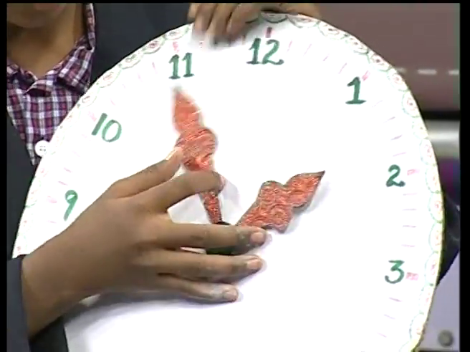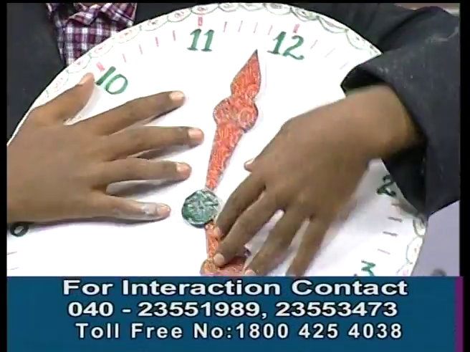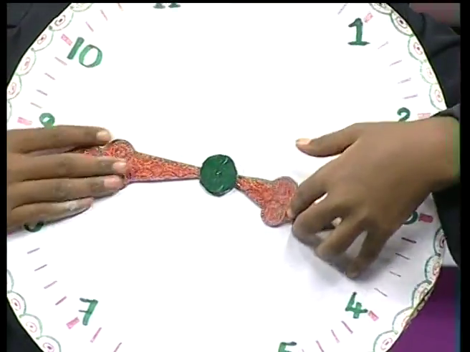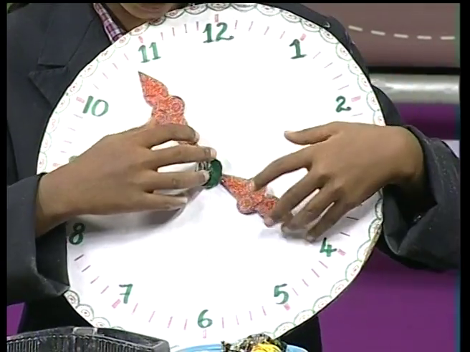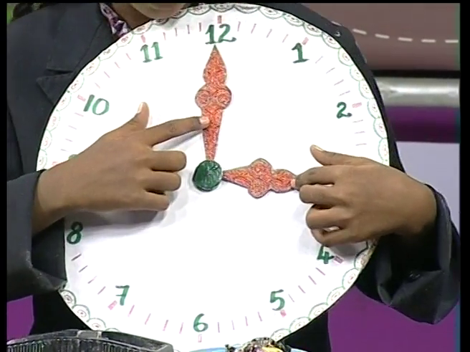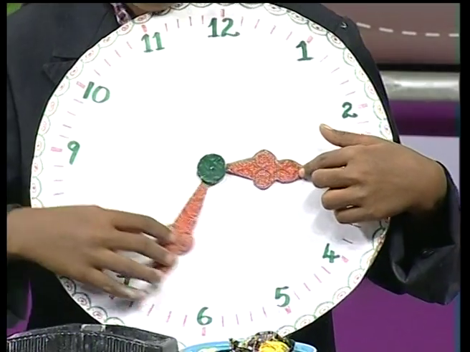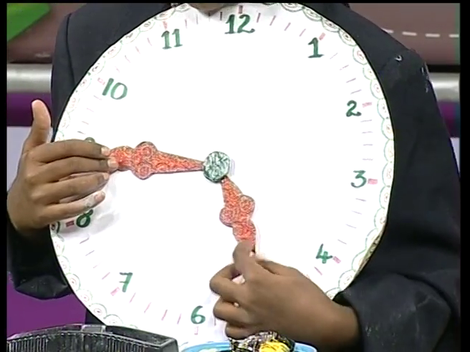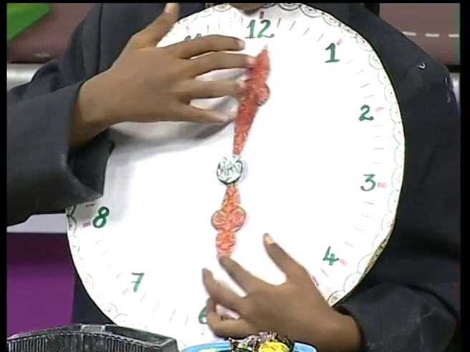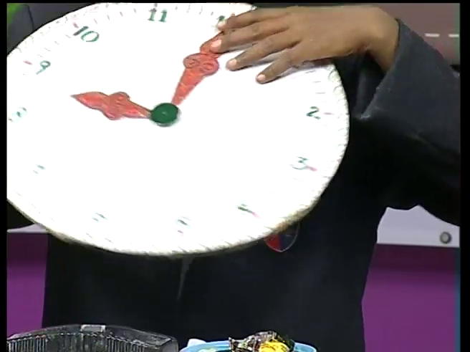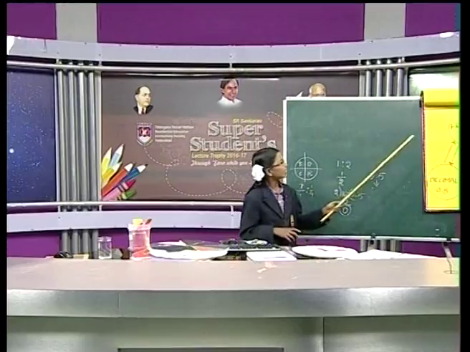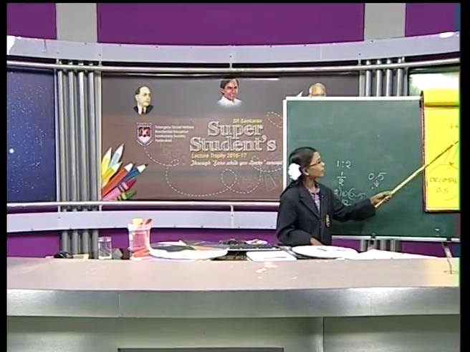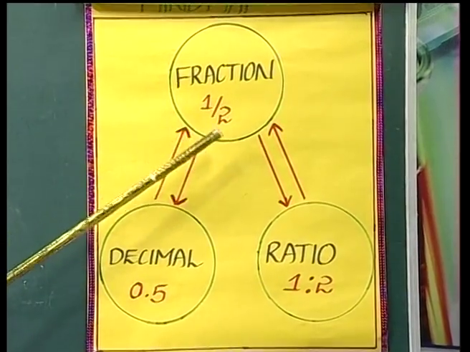Here we divided into two equal parts like these and like this. And friends, in this wall clock we divided into 4 equal parts like these. Here the fraction is 1/4. Friends, see here, the fraction is 1/2.